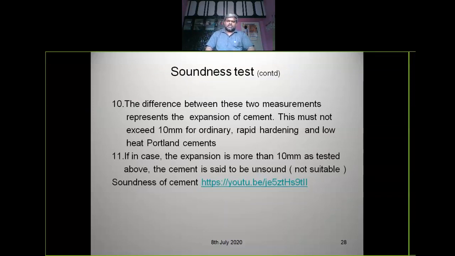This must not exceed 10 mm for ordinary cement, rapid hardening cement and low heat cement. In this case, if the expansion is more than 10 mm as tested above, the cement is said to be unsound and is not suitable. Not suitable. Right? Let us see a small test.